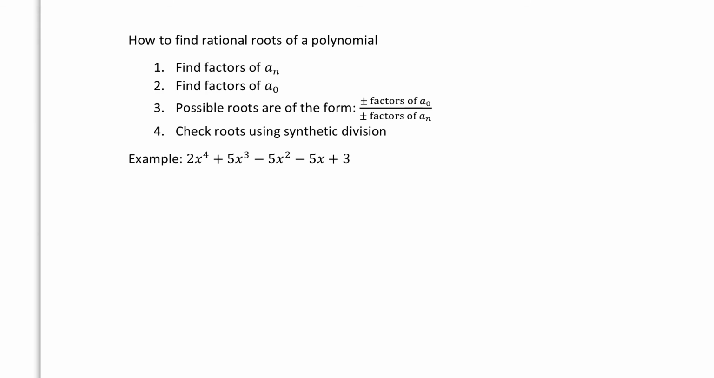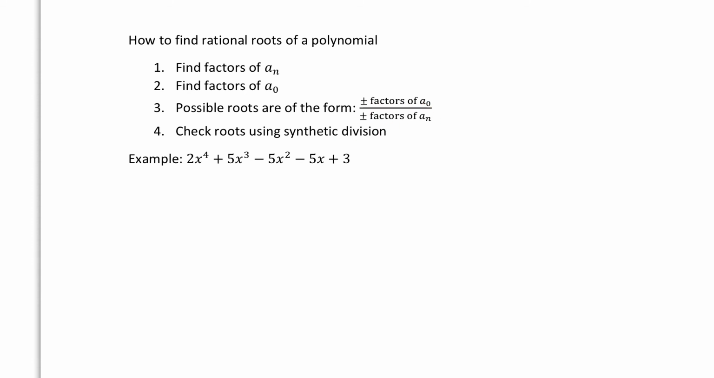So the method for finding the rational roots of a polynomial is as follows. Step 1 is to find the factors of an. That's going to be that leading term. Then find the factors of a0. That's going to be the constant term. The possible roots are then going to be of the form, the factors of a0 over the factors of an, and we check the roots with synthetic.